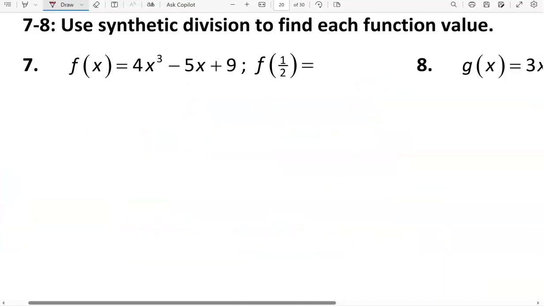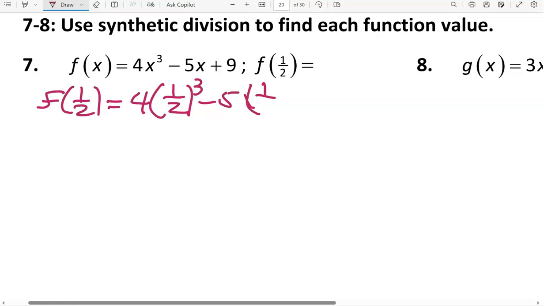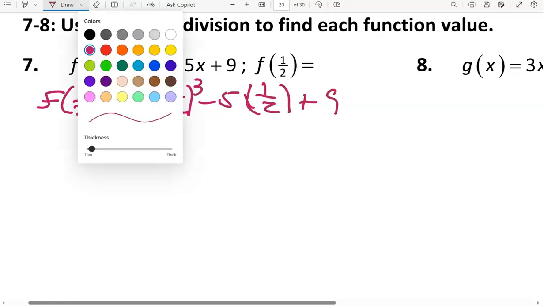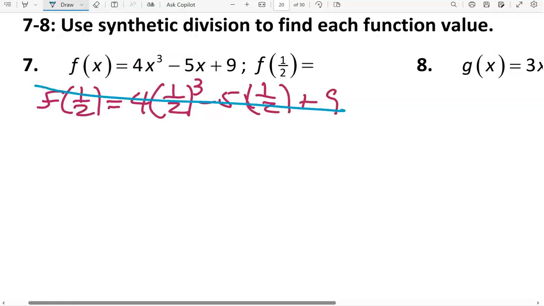In number 7 through 8, we're asked to use synthetic division to find each function value. By the way, you can find each function value by just substituting, but this is not what this question is asking you to do. It's asking you to utilize synthetic division. So we're going to divide by x minus a half, and the remainder will be equal to f of 1/2.